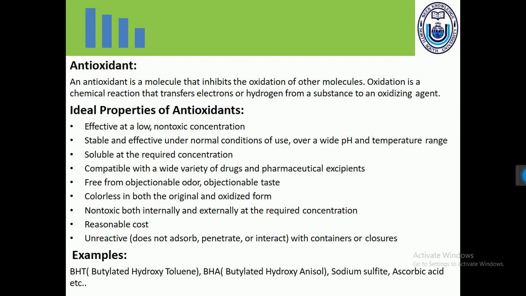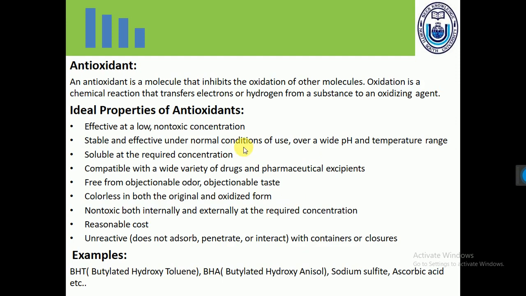The second one is to stabilize. It must be stable and effective under normal conditions of use over a wide pH and temperature range. This is another ideal property of an antioxidant, that it must be stable and effective under normal conditions of use over a wide pH and temperature range. However much the temperature or pH goes up and down, it must maintain its stability and its effectiveness.